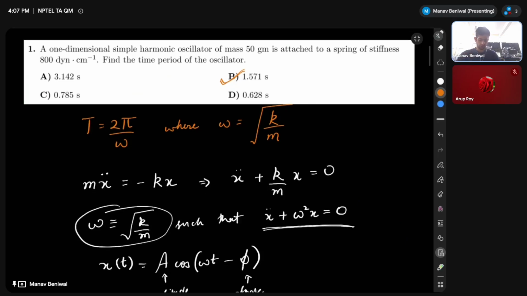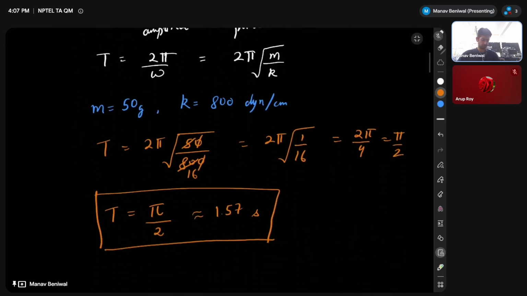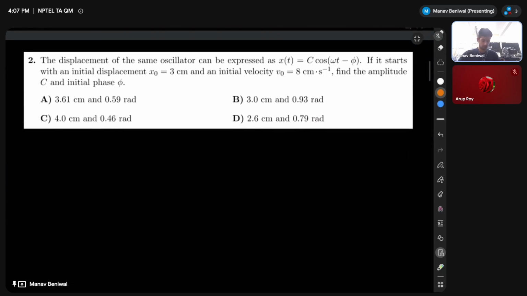Okay, so this was a very simple problem. We know that omega is given by under root k over m, and then the values of k and m are given to us. So we find omega and then we find the time period. So let's move on to the next problem.